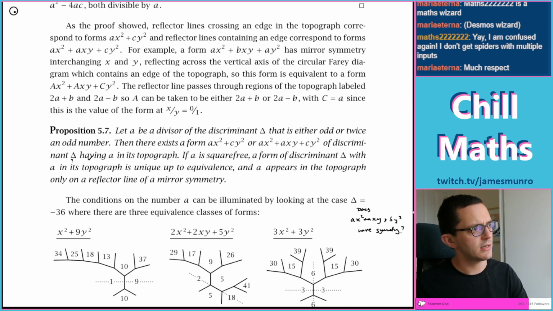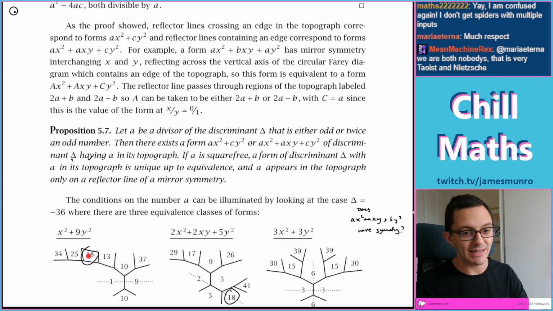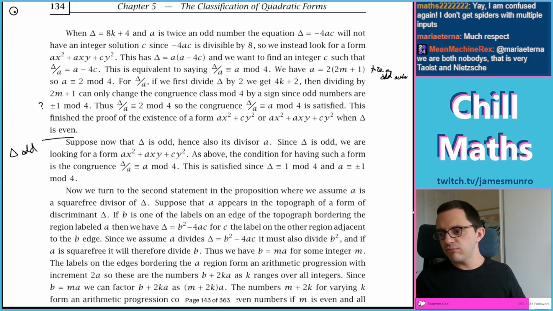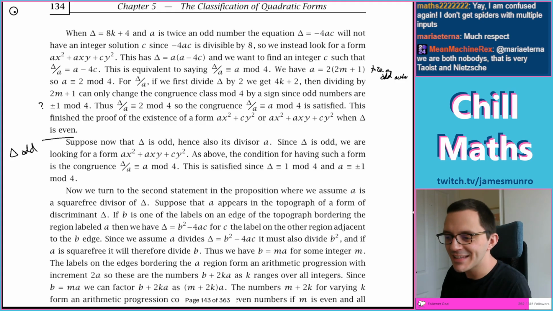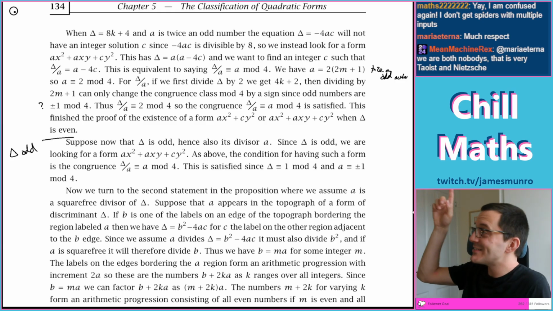Interesting, okay. But not if A is square free, then not if A has any square factors in, because then it can turn up somewhere else. Let's find out more. For example, this number 18 turns up here, and it turns up here. So it's not doing this thing where we say it only appears on a reflector line, it's also hanging out over here. Yes, no, I don't get. That's as far as maths. That is as far as I got.